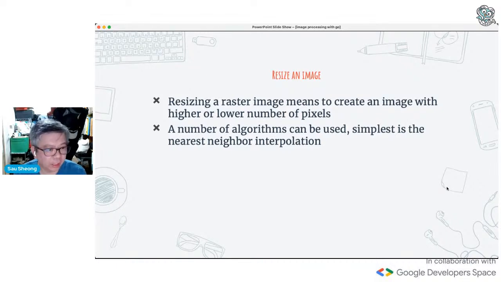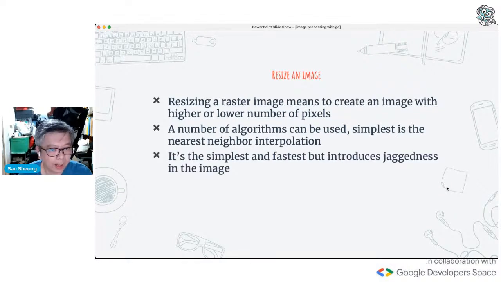The simplest one is called the nearest neighbor interpolation. Basically, you're guessing the best color based on the nearest neighbor. How does it work? I'll talk about it in a bit. So the nearest neighbor interpolation is one of the simplest. I think it is the simplest and the fastest. But it does introduce jaggedness, right? So you cannot have it both ways. The quality is not as good, but you can actually implement this really quickly.